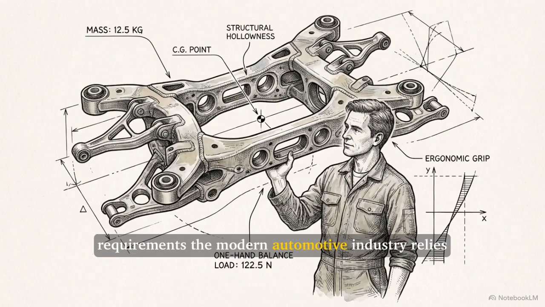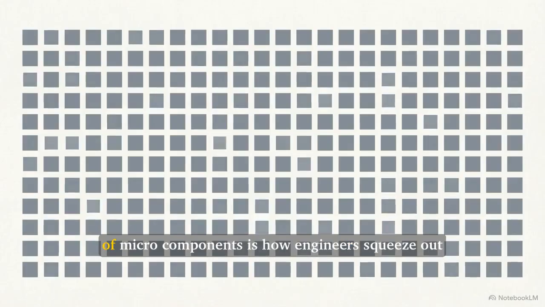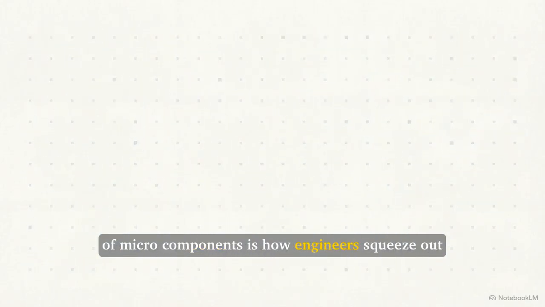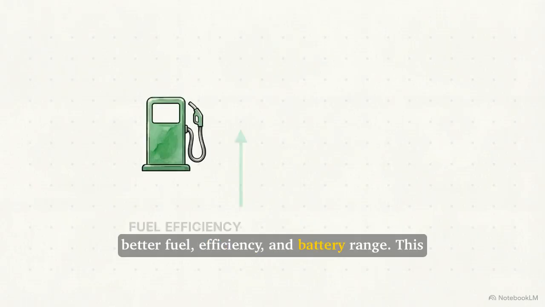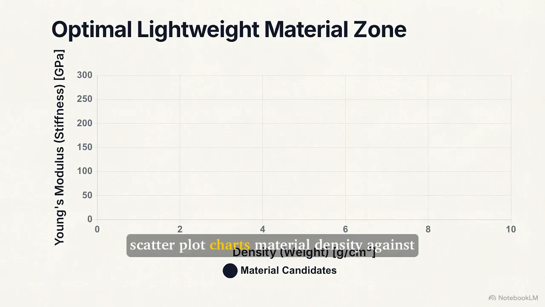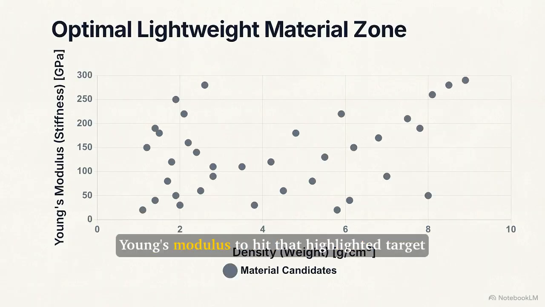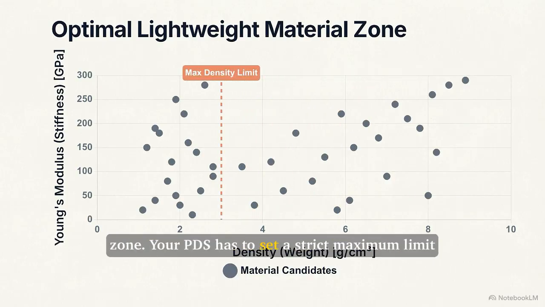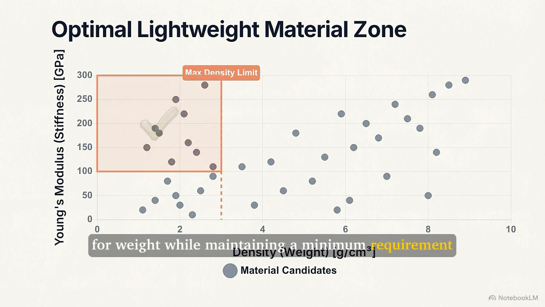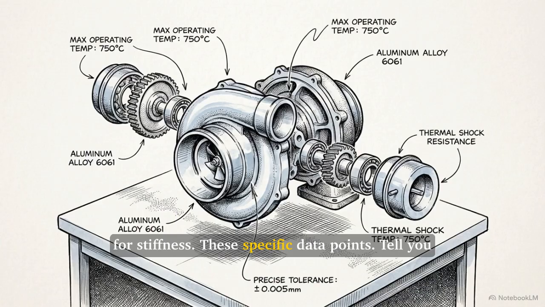The modern automotive industry relies heavily on lightweighting. Shedding mass from thousands of microcomponents is how engineers squeeze out better fuel efficiency and battery range. This scatter plot charts material density against Young's modulus. To hit that highlighted target zone, your PDS has to set a strict maximum limit for weight while maintaining a minimum requirement for stiffness. These specific data points tell you exactly what to use.